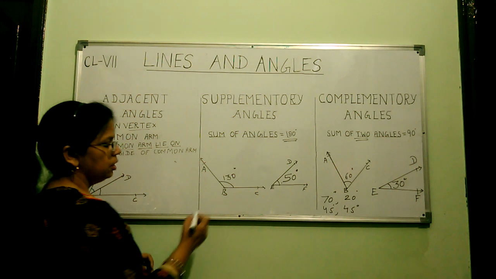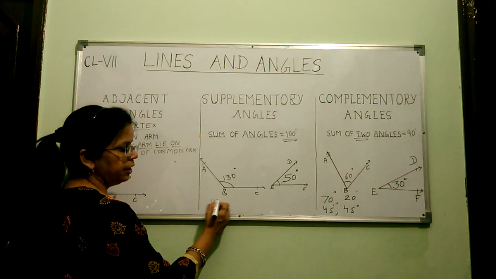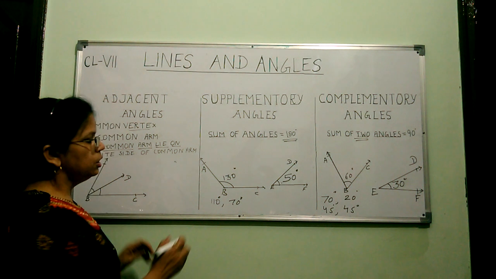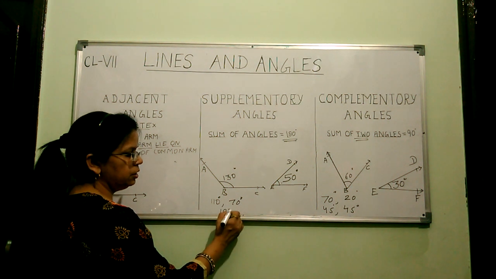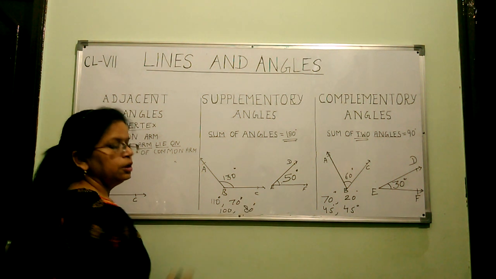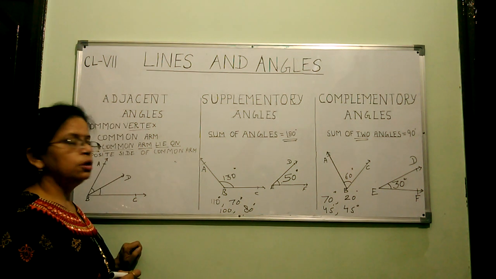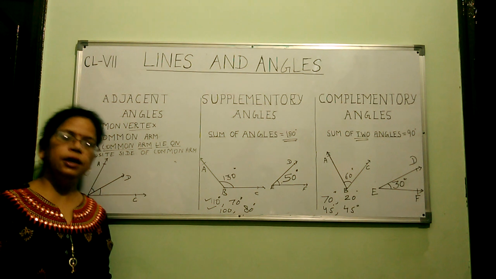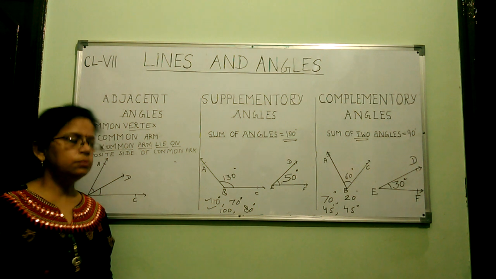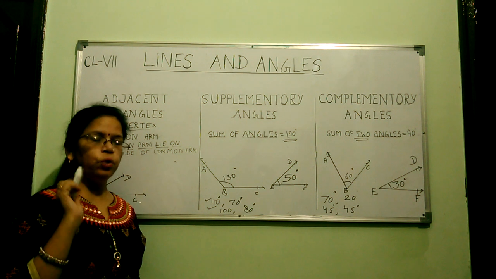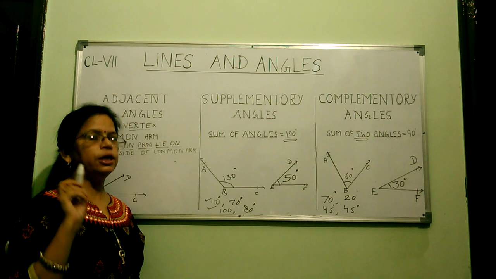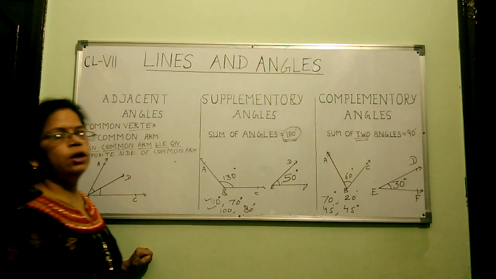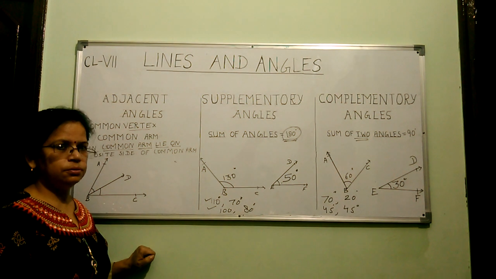Another pairs are 110 and 70 degree, and one more example is 100 degree and 80 degree. In this way you can form different pairs of supplementary angles. Basic condition: sum of two angles. Keep in your mind, two angles and sum must be 180 degree.